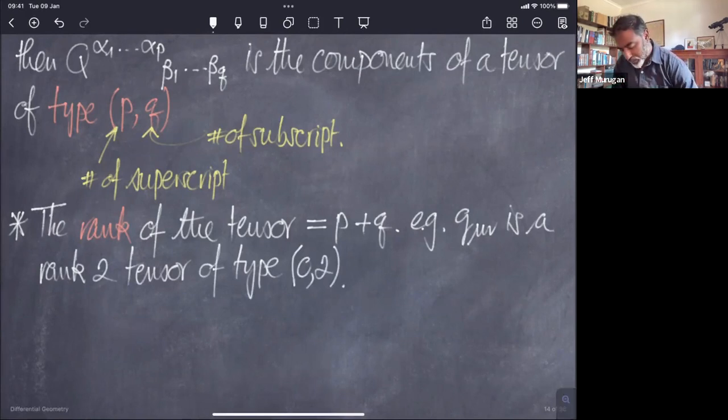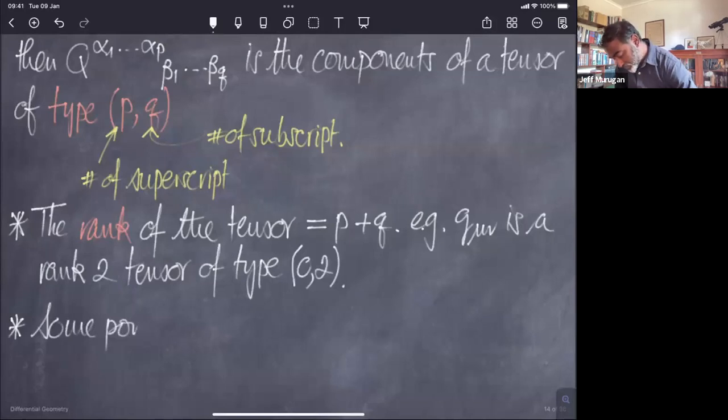So there are a few points that we should keep in mind. The first of these is that only tensors of the same type may be added to each other. So I can't add a tensor of type 2, 0 to a tensor of type 0, 2. That doesn't make any sense, right? In order for me to be able to add or subtract tensors together, they need to be of the same type.